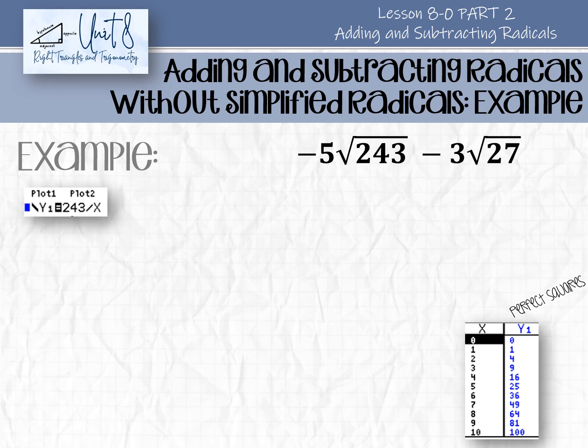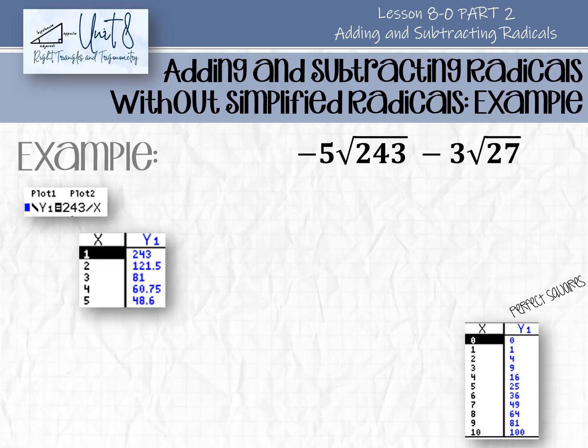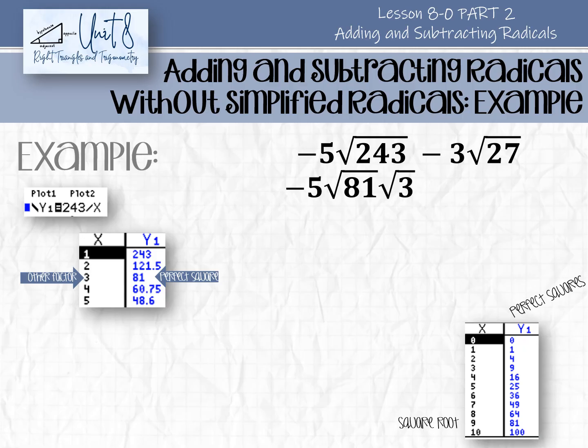Plus, we can go to our graphing calculator and go to our y equals and put in 243 divided by x. We can get a list of factors, and that way we can look for perfect squares, because 81 is a perfect square. The square root of that is 9. The other factor that goes with it is 3. So we can break down that negative 5 square root of 243 as negative 5 times the square root of 81 times the square root of 3.